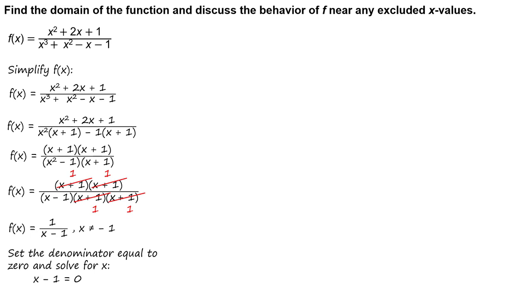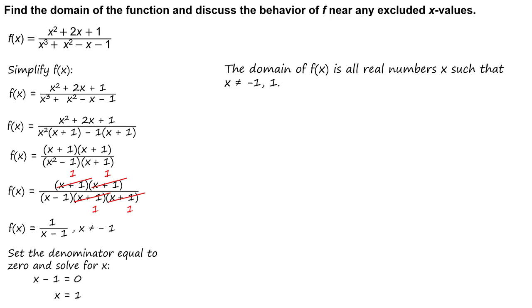You have x minus 1 is equal to 0. Add 1 to each side of the equation, and you find x equals 1 is not in the domain. So the domain of f of x is all real numbers except -1 and +1.